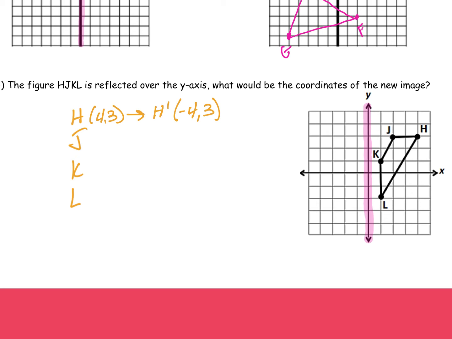So if I was flipping it over my x-axis, my x value wouldn't change, right? It would still be at 4, but what would change would be my y value, because it was positive and now it's negative.